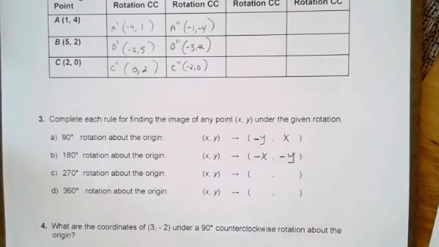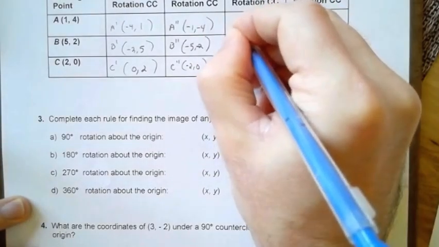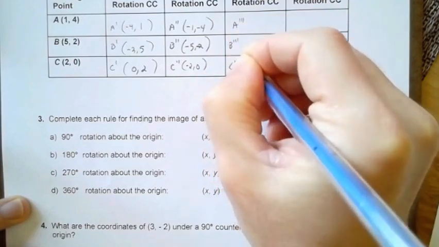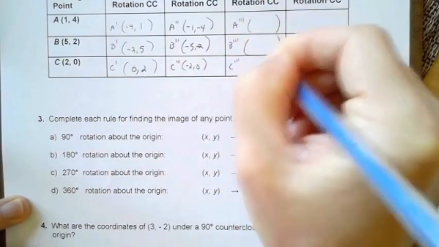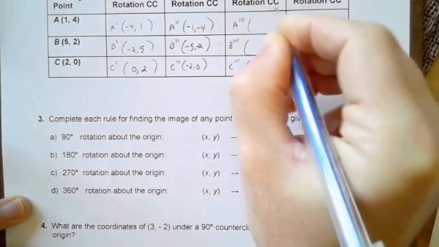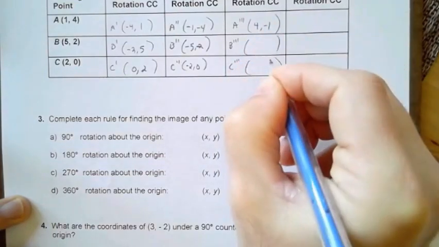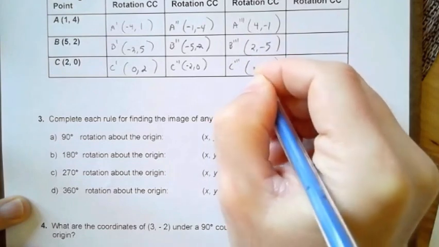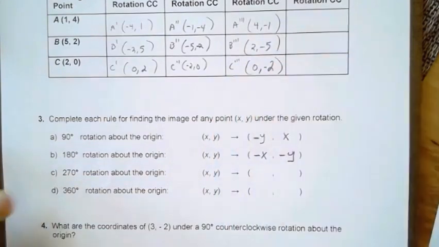For a 270-degree rotation, that got us to the triple primes: A triple prime, B triple prime, and C triple prime. The coordinates of A triple prime were at 4, -1, B triple prime was 2, -5, and C triple prime was at 0, -2. What happened this time?